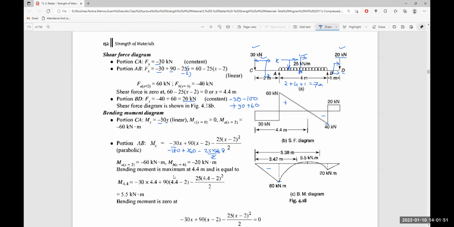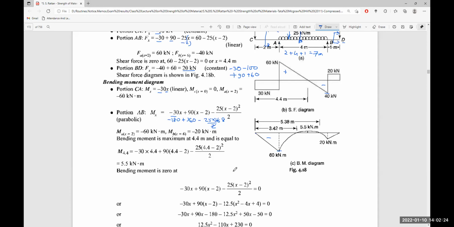Now, what should be the maximum bending moment? The bending moment is maximum where the shear is 0. The bending moment is 0 when minus 30x plus 90(x minus 2) minus 25(x minus 2) whole squared by 2 is equal to 0.